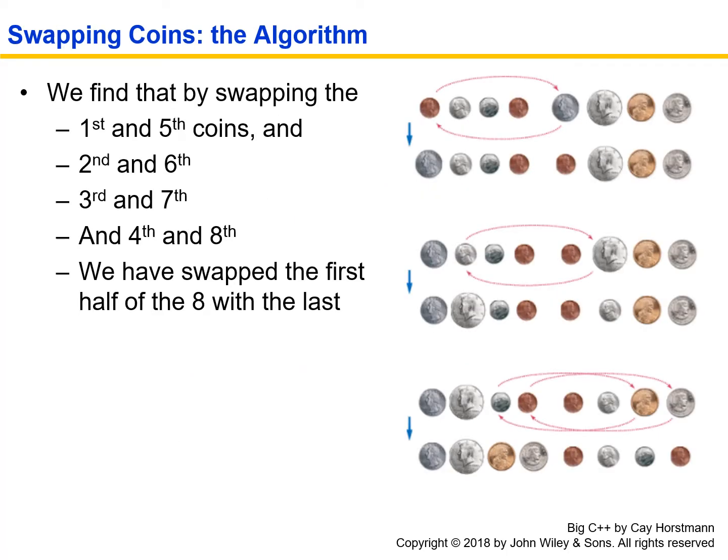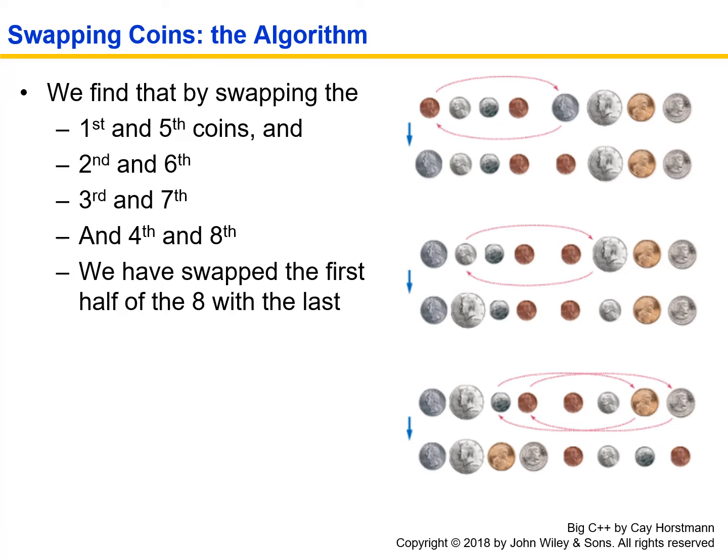One way to solve this algorithm, and this is by far not the only way to solve this, is that we find that if you swap the first and fifth coins, and then the second and sixth, and then the third and the seventh, and then the fourth and the eighth, you will end up having swapped the first half of the array with the second half of the array, one coin at a time.